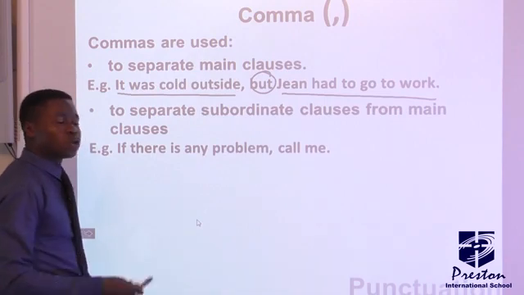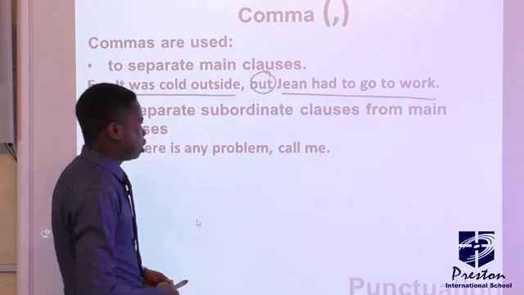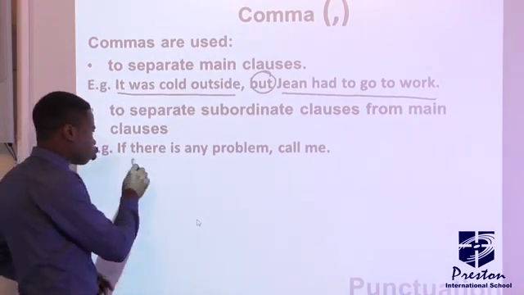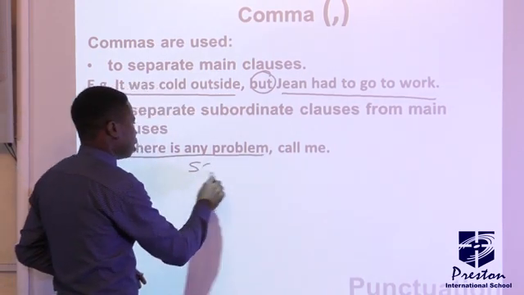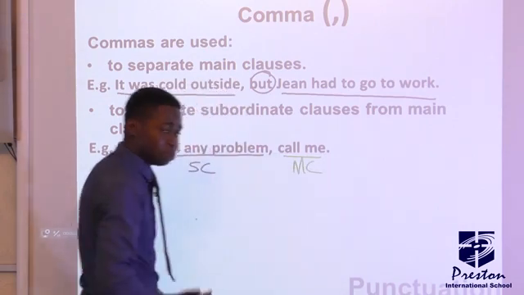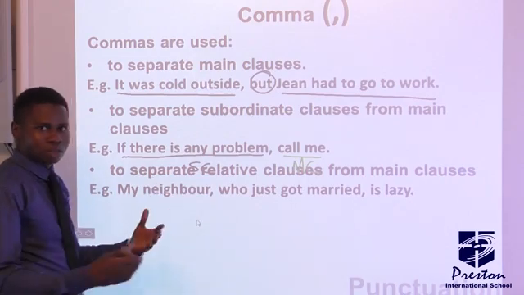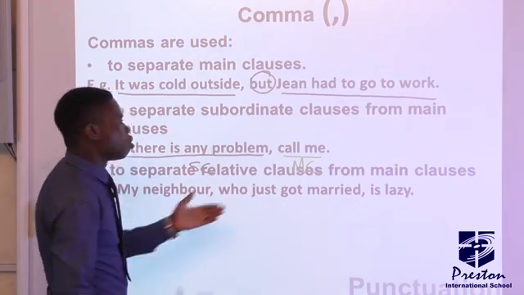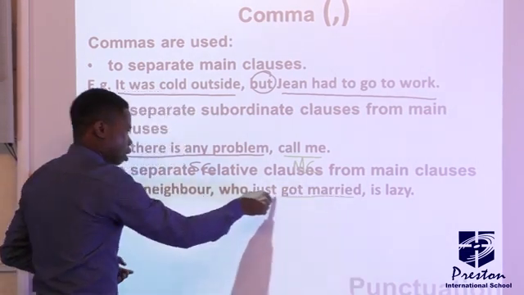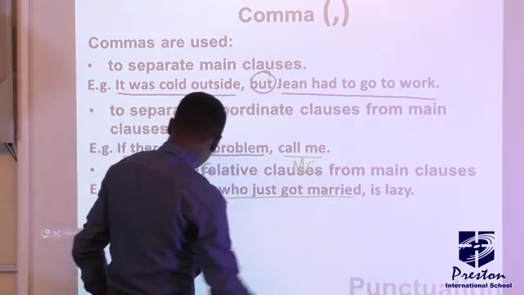The comma is also used to separate subordinate clauses from main clauses. Subordinate clauses obviously cannot stand on their own, as their name implies, while main clauses can. So, if there is any problem, that's a subordinate clause. Call me, that's a main clause. It can stand on its own and makes absolute sense. Then, to separate relative clauses, or adjectival clauses, from main clauses: my neighbor, who just got married, is a relative clause talking about my neighbor. And we have another comma here: is lazy.